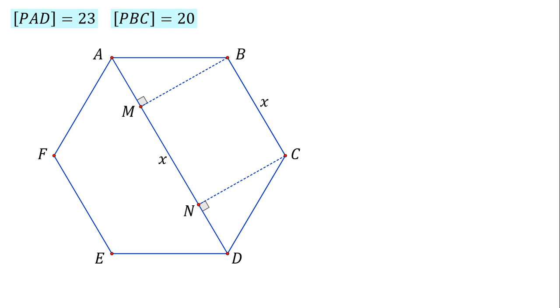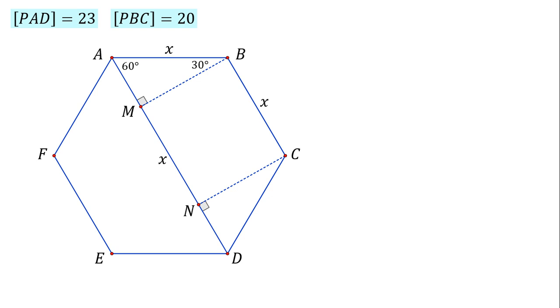Also, you can easily check that each interior angle of a regular hexagon measures 120 degrees. So angle FAB measures 120 degrees. By symmetry, AD bisects angle FAB, and so angle MAB measures 60 degrees. It also follows that angle MBA is 30 degrees because BMA is a right triangle.